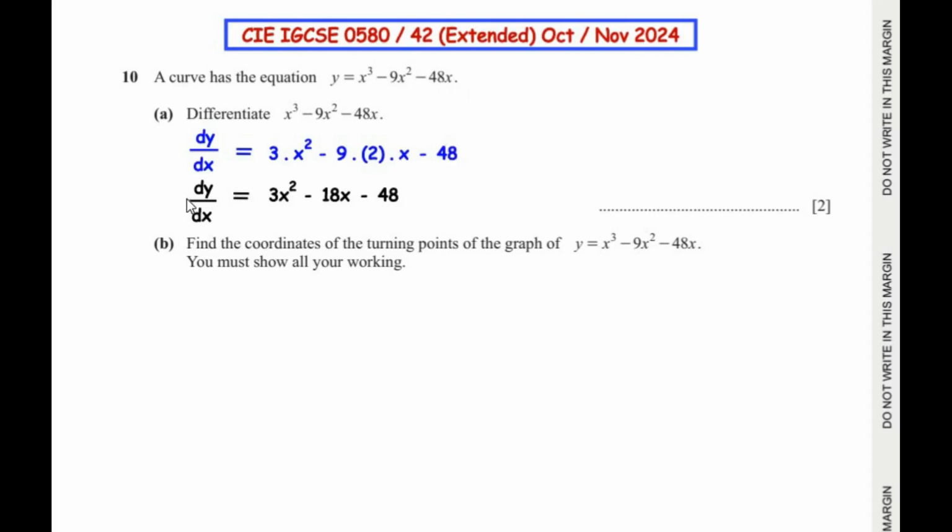Now simplifying this, we have written dy by dx is equal to 3x square minus 9 times 2 is 18. So we get 18x minus 48. So this is our answer.